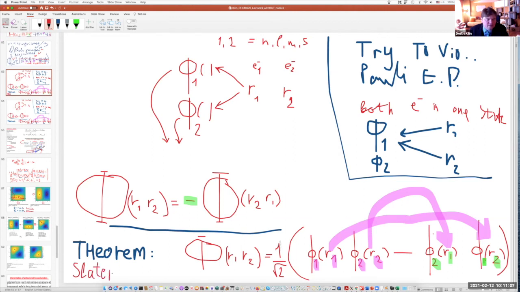Slater determinant. Make sense? Slater determinant. So it's the letter S, determinant. And here is the letter N. Okay, Professor.